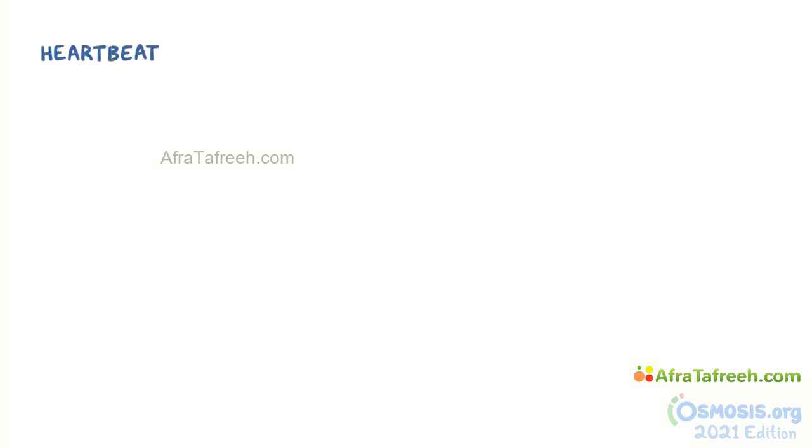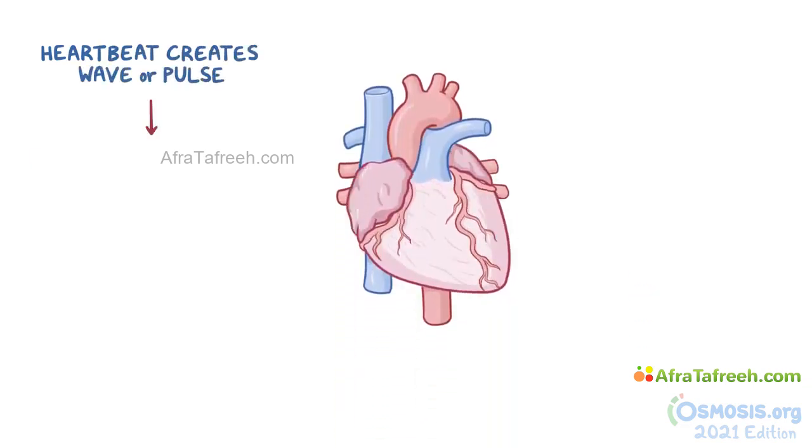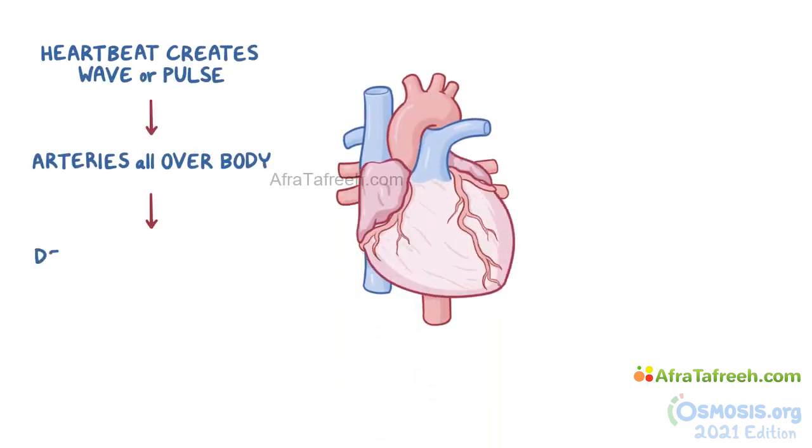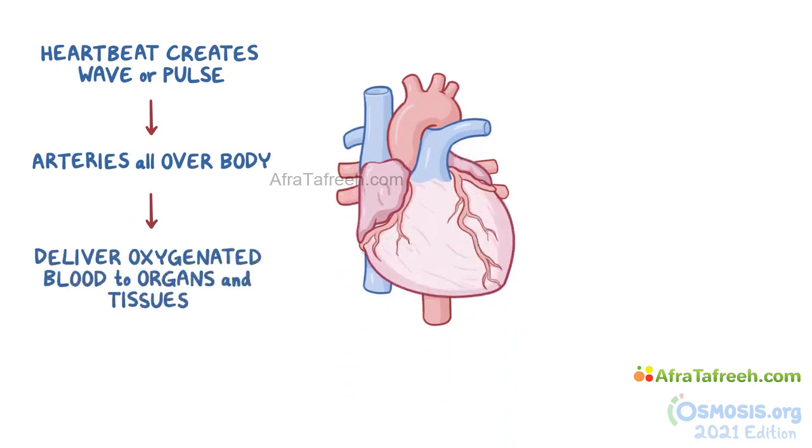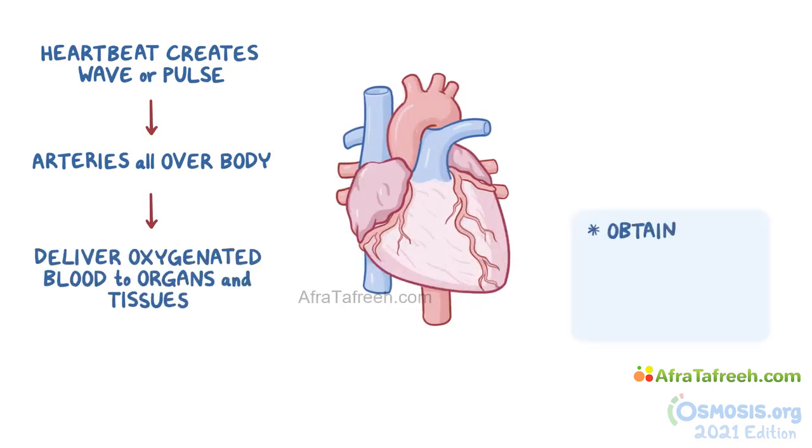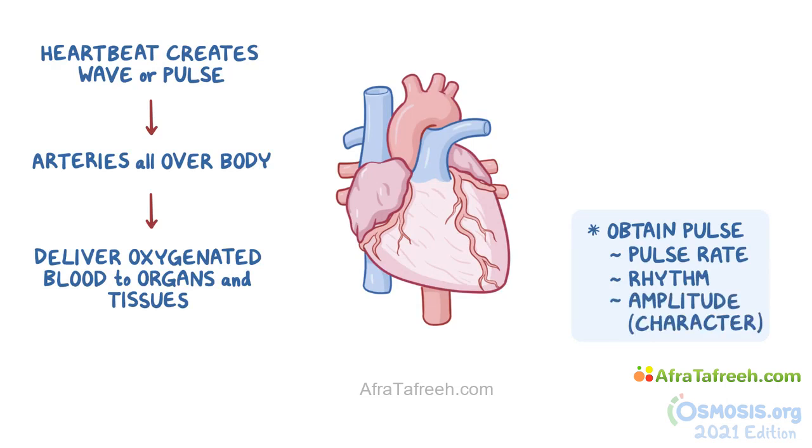With every heartbeat, the heart creates a wave, or pulse, that's sent to arteries all over the body in order to deliver oxygenated blood to our organs and tissues. As a nursing assistant, you'll need to be able to obtain a pulse and determine its characteristics, including the pulse rate, rhythm, and amplitude, or character.